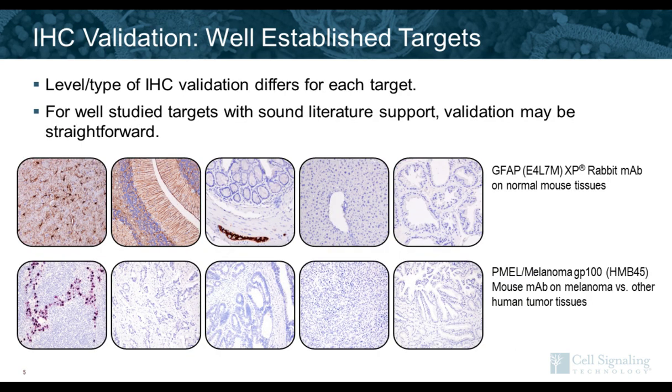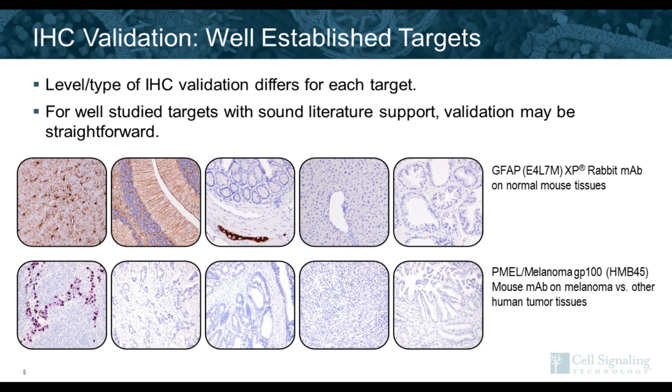It is important to note that the level and type of IHC validation differs for each target. Here we see a couple examples of targets with well-defined biology. On the top is an antibody directed against GFAP, whose expression is confined to the brain and peripheral nerves. As you can see, there is nice signal in the brain sections, along with a peripheral nerve of the colon. In other tissues, such as liver and prostate, no signal is present, as expected.